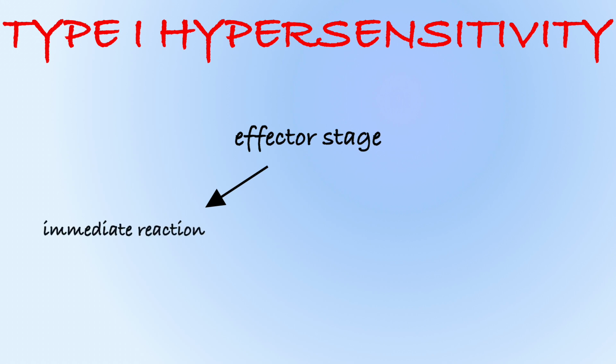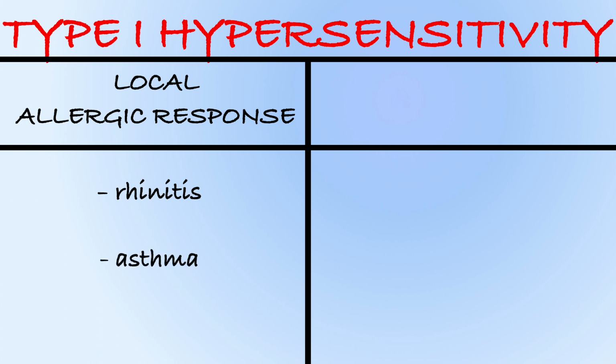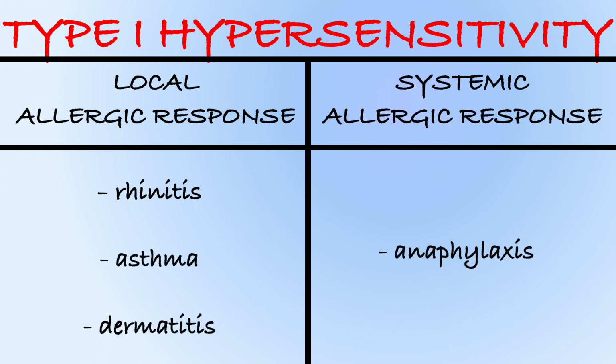The effector stage, characterized by inflammation and allergy symptoms, and has 2 presentations. The immediate reaction that starts within 5 to 30 minutes and subsides in 60 minutes, and late phase reaction that starts in 2 to 8 hours and lasts 2 to 3 days. Local allergic responses include rhinitis, asthma, dermatitis, whereas systemic allergic responses include anaphylaxis, which is a life-threatening condition.